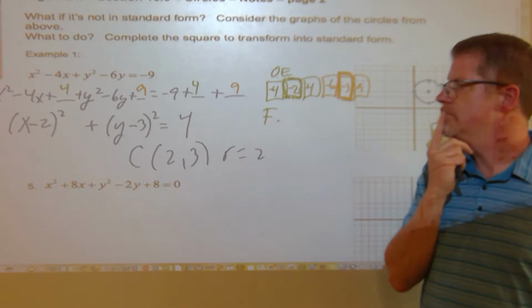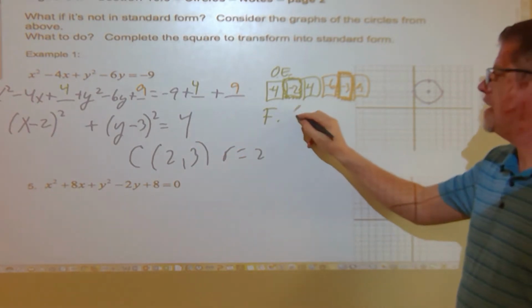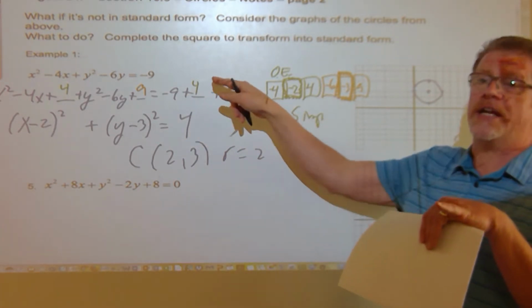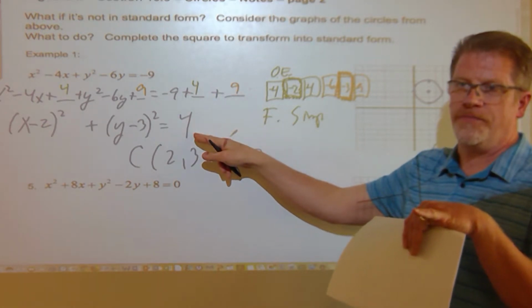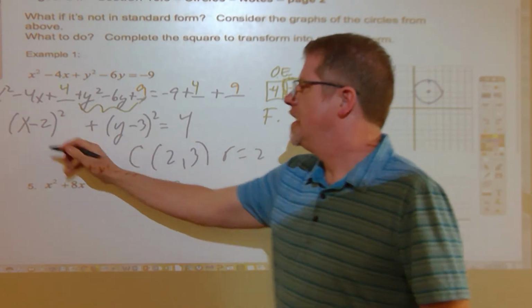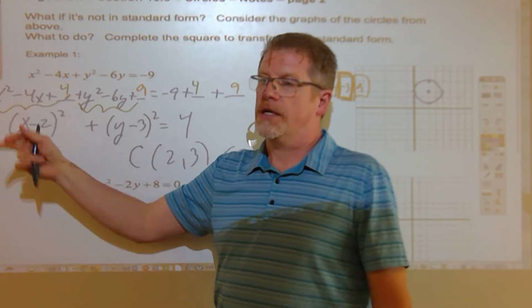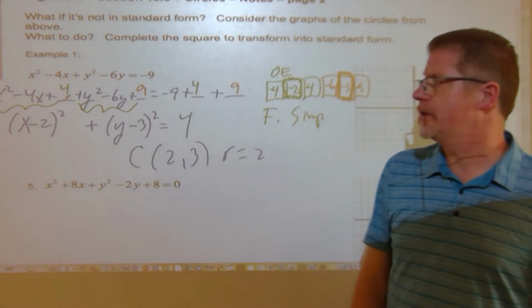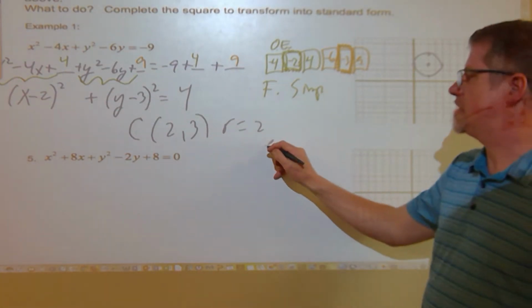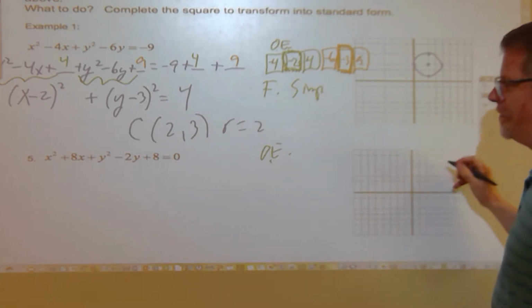Where'd you get this 4 right here? What I did was I simplified. I took -9 plus 9 to get 0, and to 0 I added 4 to get 4. See, this trinomial factored into that. The whole point of the 3-box method is to get a perfect square trinomial.